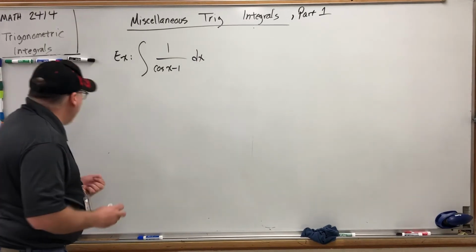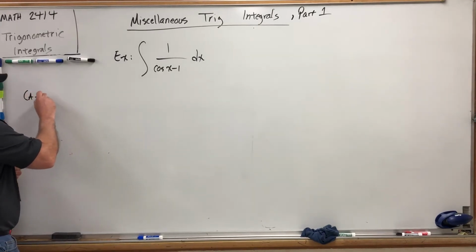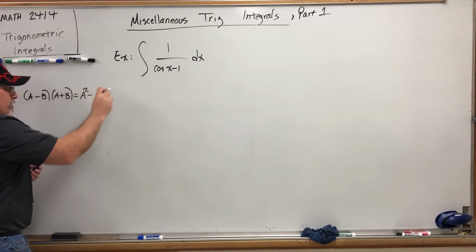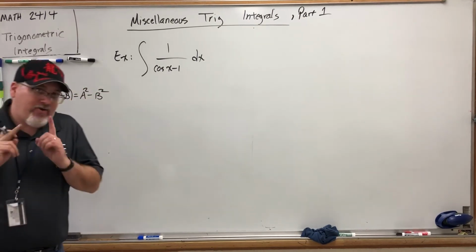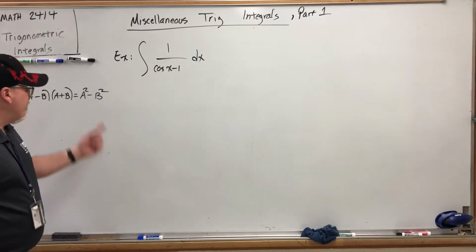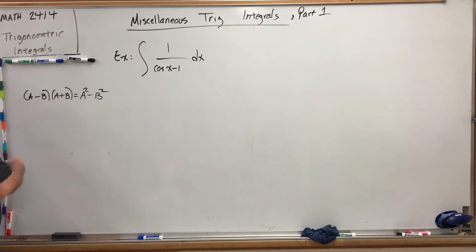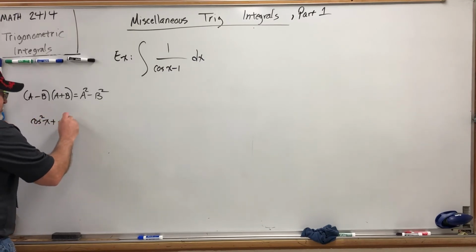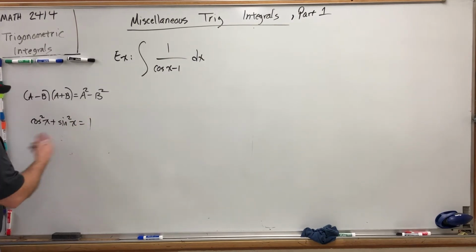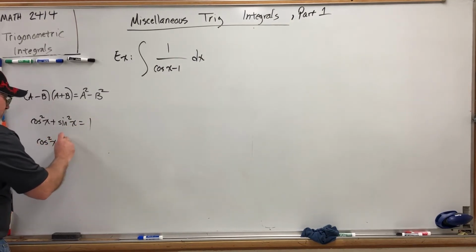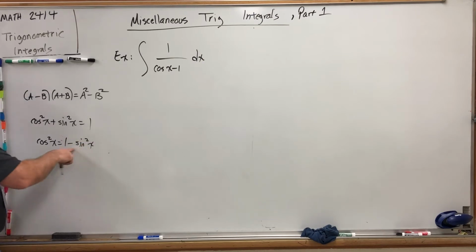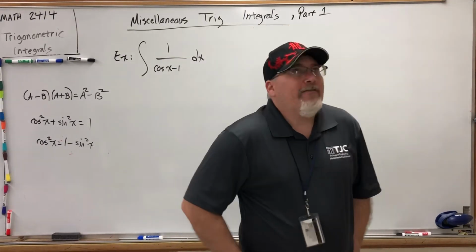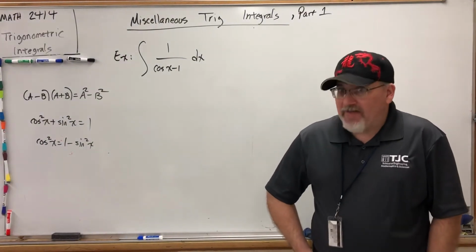The trick is recognizing that when you multiply a difference times the sum, you get a difference of squares. And every Pythagorean identity can be rearranged to be a difference of squares. For example, if we had cosine squared x plus sine squared x is equal to 1, we can move this sine squared over and say cosine squared x is equal to 1 minus sine squared x, which is a difference of squares and hence would factor. So what's the strategy here? If you have half of a factor pair, it would be nice to have the other half.